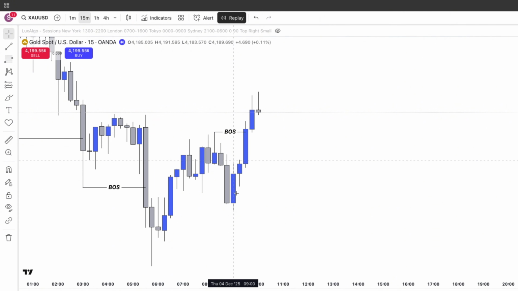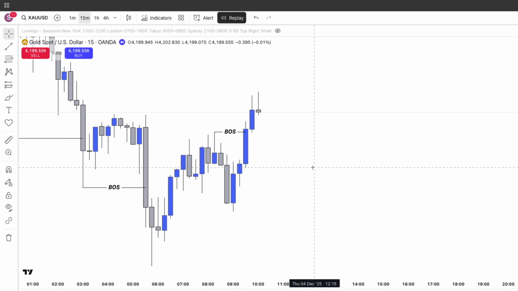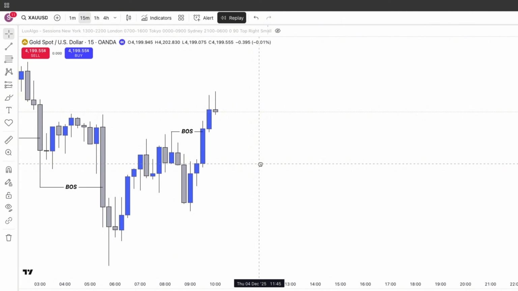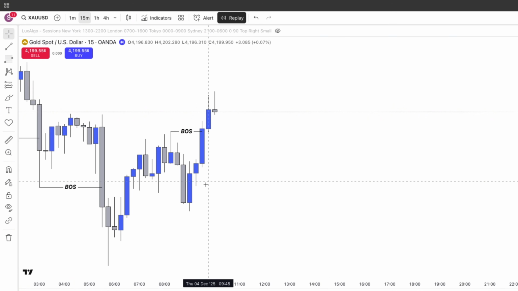So which means this zone is going to be our order block or our zone or our demand zone. So we have to wait for the market to come to this zone and we take our trade. But with that, we also have to look for a zone below liquidity, and liquidity must be taken.